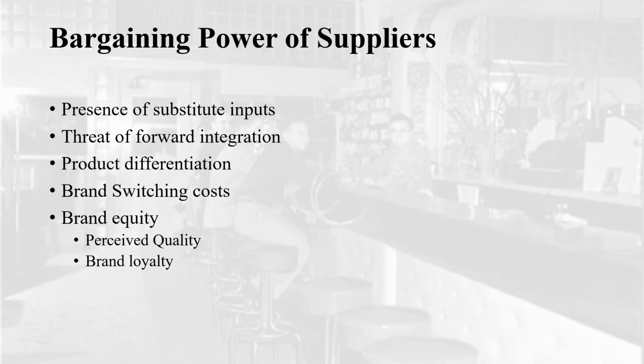Then we have the bargaining power of suppliers. If I'm a producer of something, I have to buy products, raw materials, or inputs from suppliers. So does the supplier have power over me as a company? Well, the way we look at the bargaining power of suppliers is that it really depends on the presence of substitute inputs. My supplier has power over me if I don't have any other options. If the only option is them, then they've got more power in that relationship.